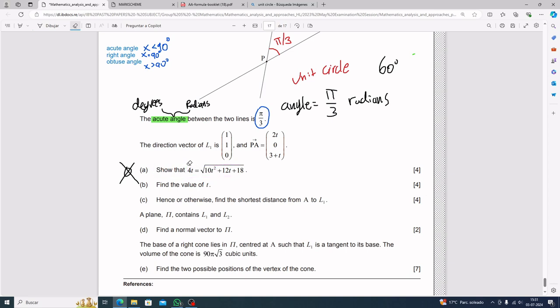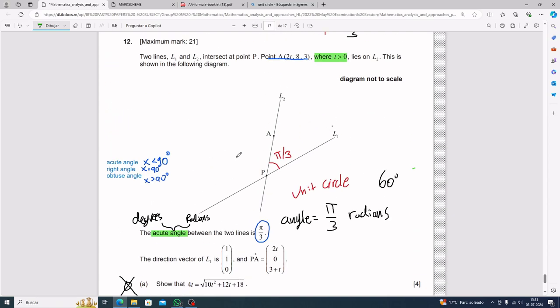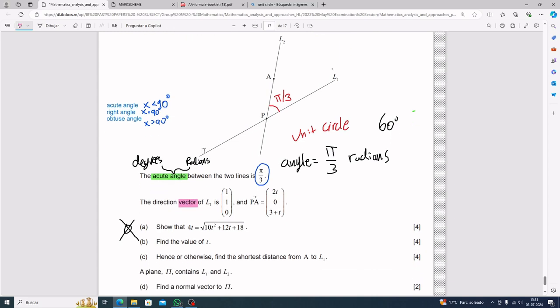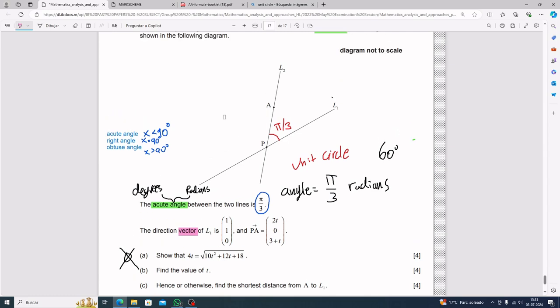But for now, coming back to the actual exercise, how can we show that? What you should do for this sort of exercise is, once you identify that you are dealing with vectors, open up your formula booklet and see what you have for vectors. What are your tools? What can you play around with?